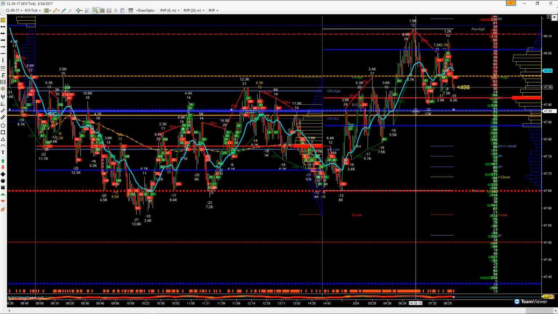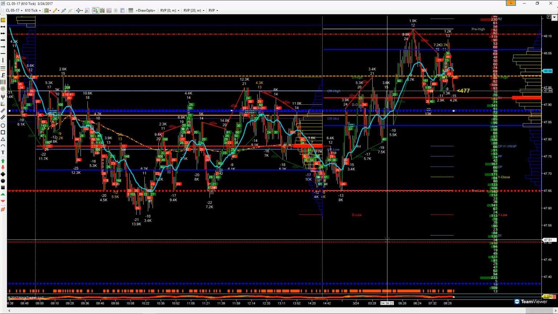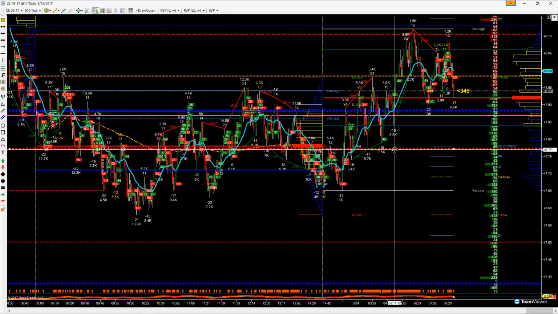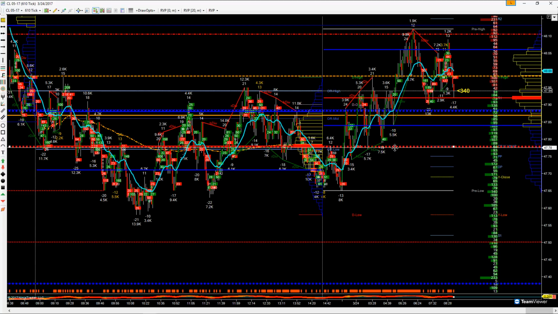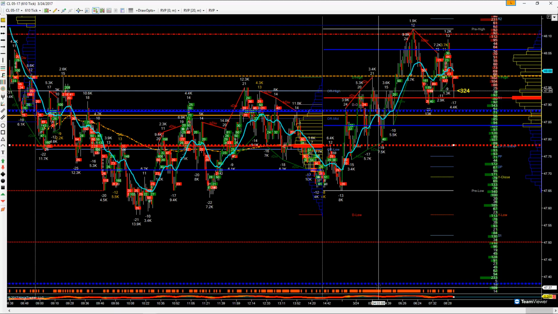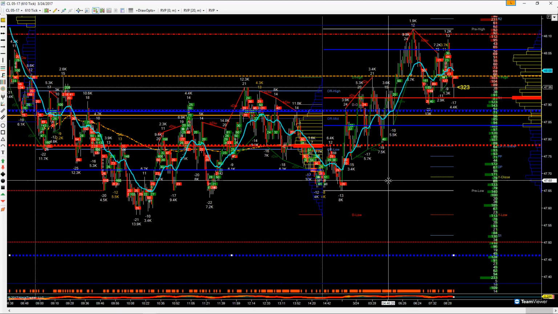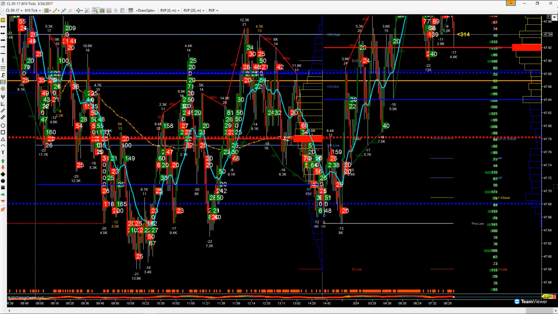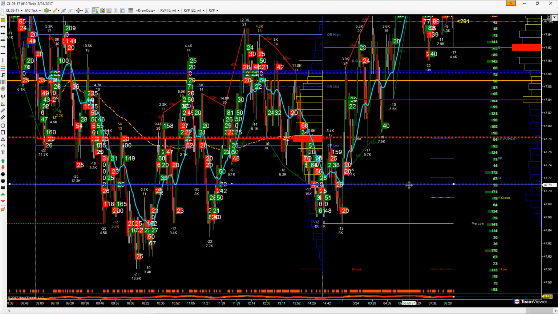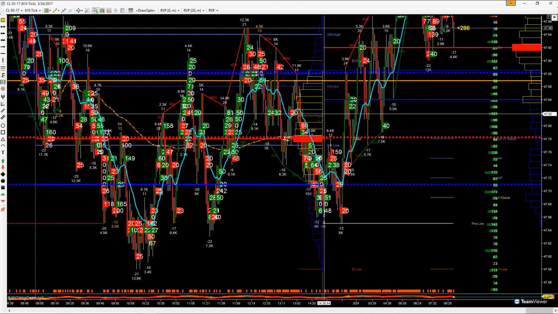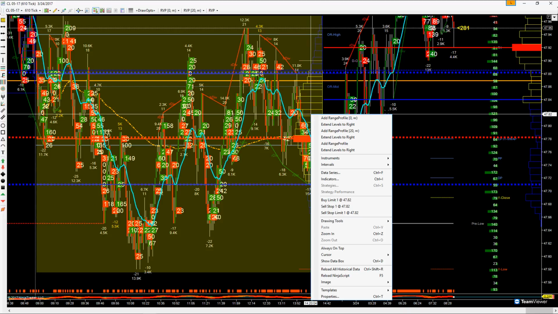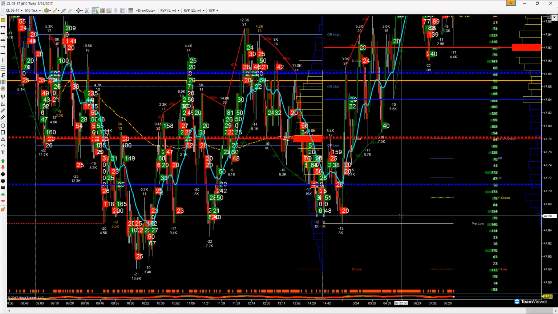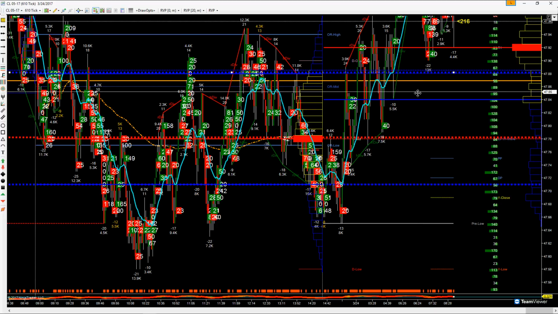So we have value area high, VPOC, value area low. Okay. Really?